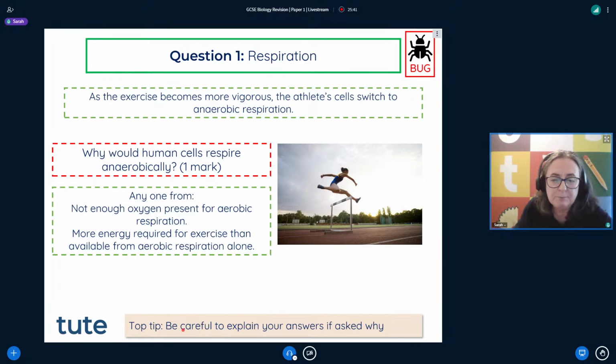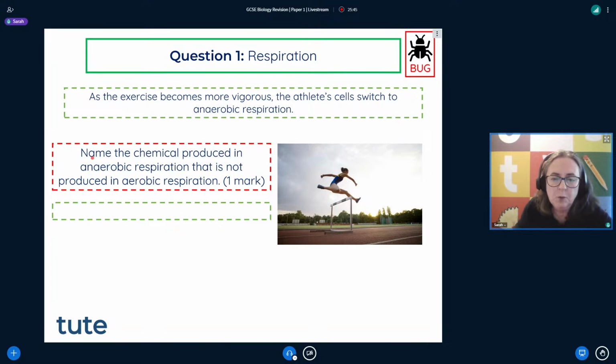Okay, so yeah, top tip again, be careful to explain your answers fully. The next question is: name the chemical produced in anaerobic respiration that is not produced in aerobic respiration. So we know from our first question, the multiple choice, that when we have aerobic respiration, glucose reacts with oxygen to produce carbon dioxide and water. But there is no oxygen in this reaction, so we just have plain old glucose as our reactant.